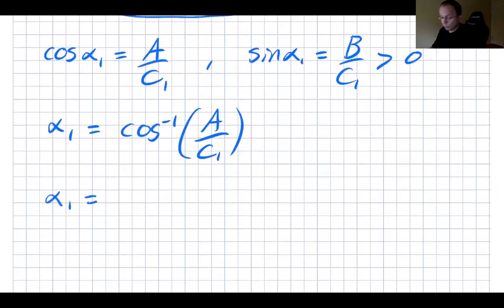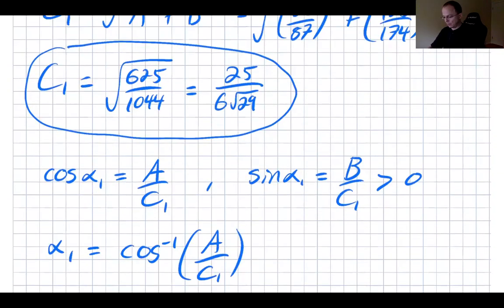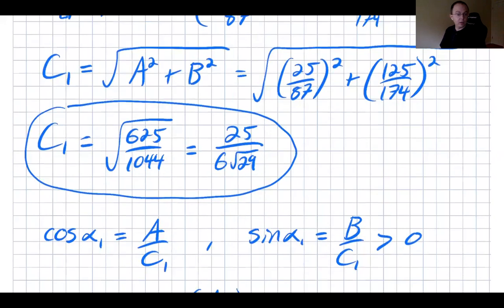And what do we get when we do that? So A is equal to 25 over 87, and C is 25 divided by 6 times square root of 29. Okay, so then the arc cos of A over C, it's about 1.19.